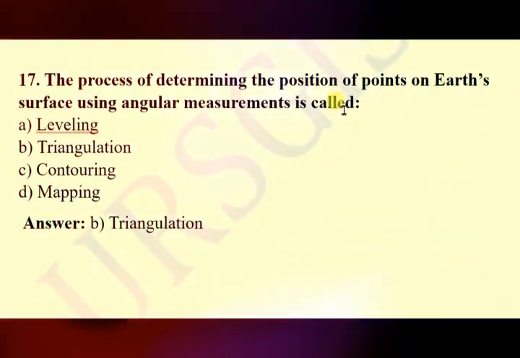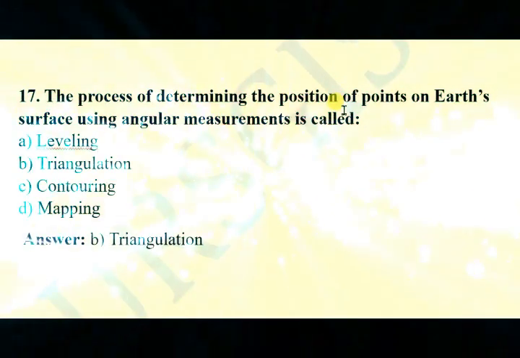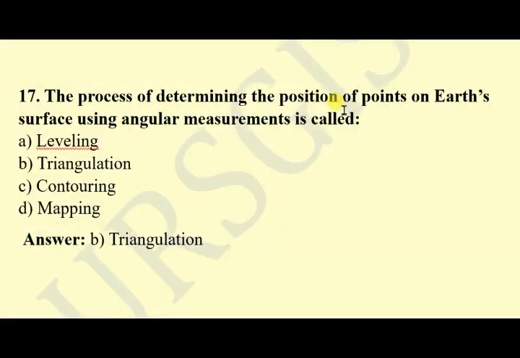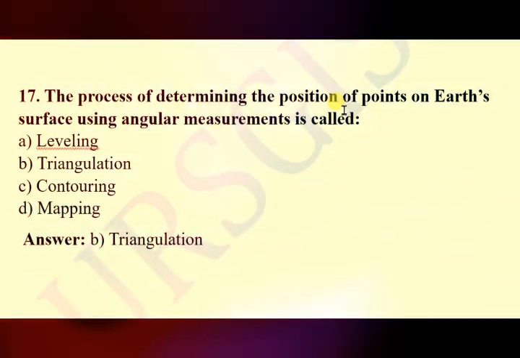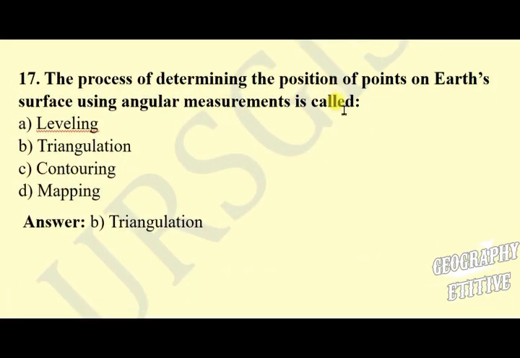Question 17. The process of determining the position of points on Earth's surface using angular measurements is called leveling, triangulation, contouring, or mapping. Here the right answer will be triangulation. Means the process of determining the position of points on Earth's surface using angular measurements is called triangulation.